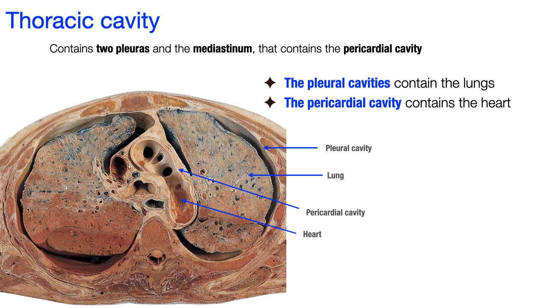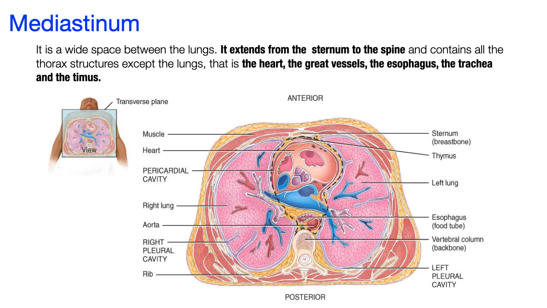You can see it here in the image. The mediastinum is a space separating the lungs that contains the heart and the great vessels like the vena cava or the aorta. But it is also used by some structures like the esophagus to reach the stomach or the trachea to reach the lungs. So it's a passage zone.